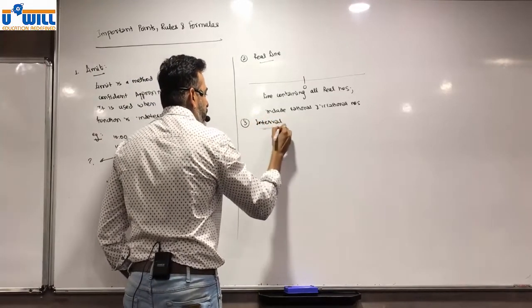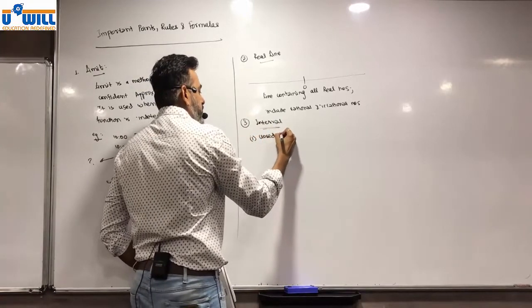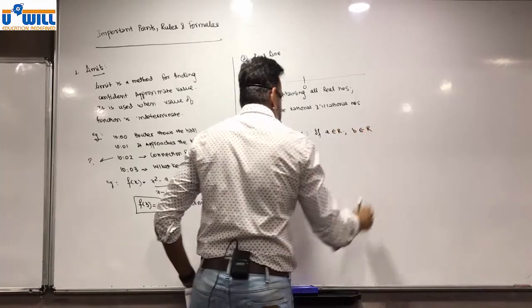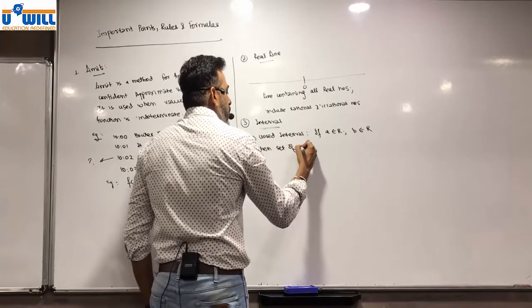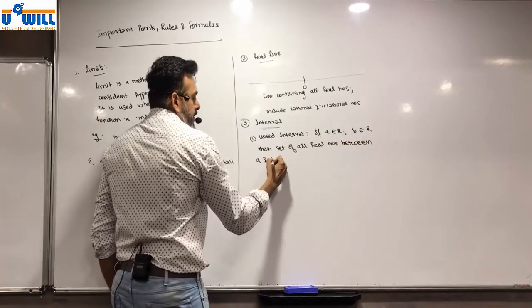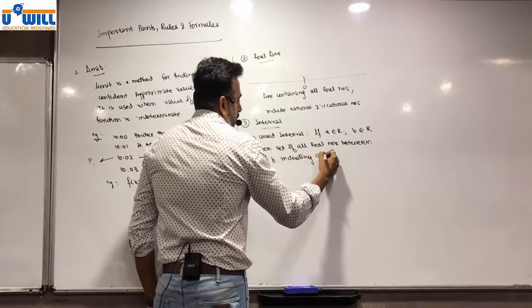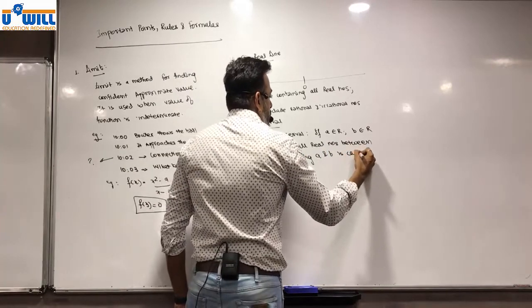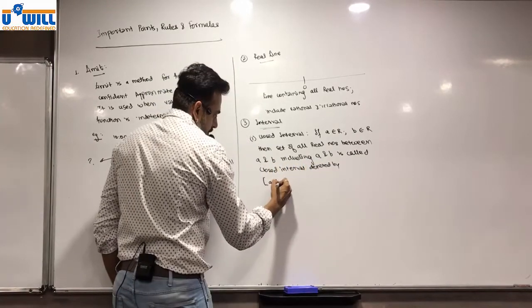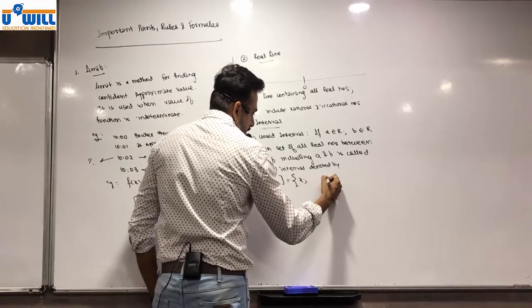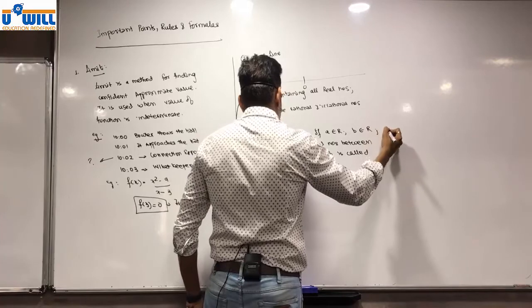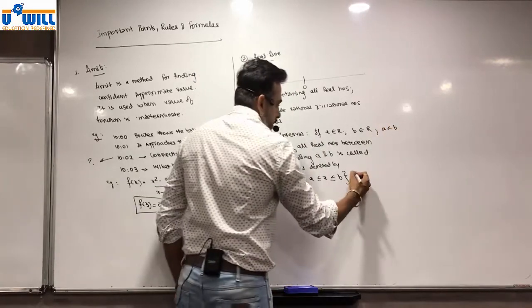Third, interval. Now this is important from some point of view. First is closed interval. If A belongs to R and B belongs to R, then the set of all real numbers between A and B, including A and B, is called closed interval, denoted by [A, B] is equal to {X such that X is greater than or equal to A, less than or equal to B}. Here you write A is less than B and X belongs to R.